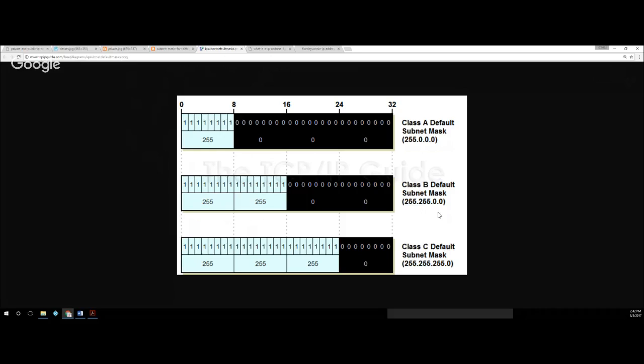The first two are 255.255, which means the first two octets equal the network ID, and the last two octets equal the device ID. Now, I keep saying this funny name, octets. Where does that come from?